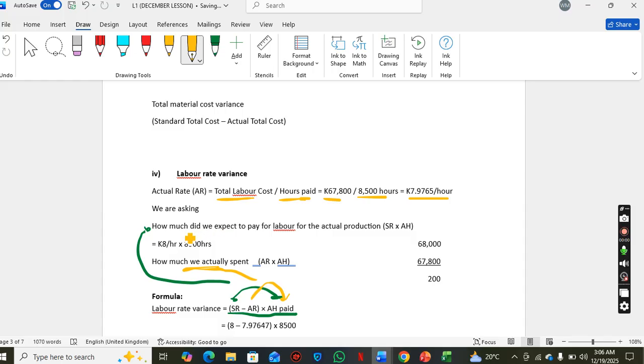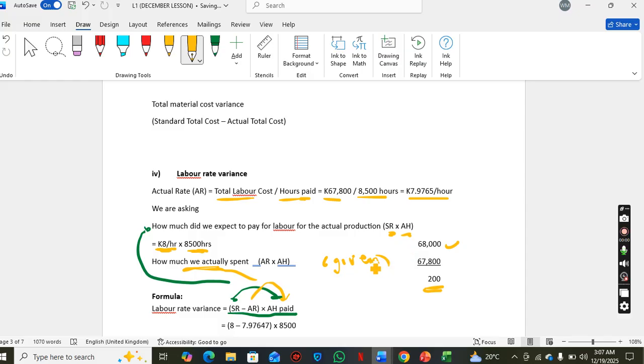Now we're asking first, how much did we expect to pay for labor for our actual production? That's our standard labor rate multiplied by the actual hours paid for. On our cost card, our standard labor rate was 8 kwacha per hour and we paid for 8,500 hours. So this is what we expected to pay. For those 8,500 hours our workers worked, we expected to pay 68,000. But in actuality, as given in the question, we paid 67,800. We actually paid less.